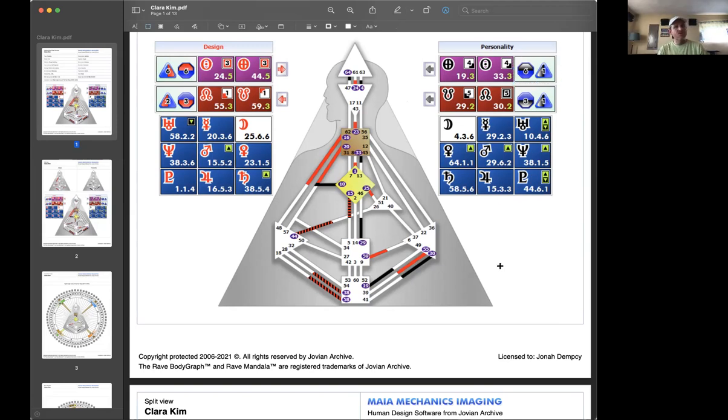So just as a general overview of what we'll be doing in this reading today, we're going to go over chart characteristics first. So that'll be your channel. We're going to talk about being a projector. We're going to talk about just general chart things, kind of an overview.